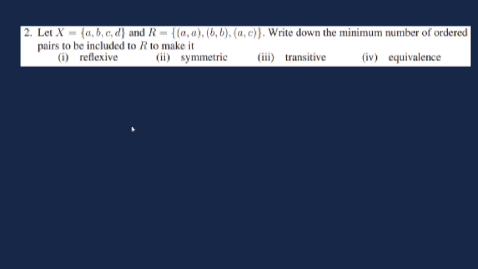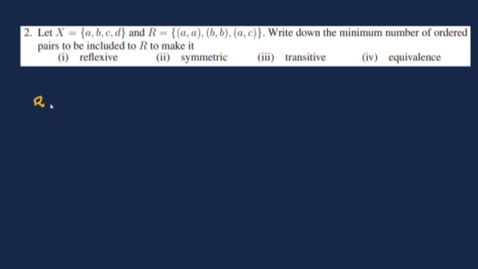The second sum: X is equal to {a, b, c, d}, a set given. And a relation is also given. You know that a relation is a subset of the Cartesian product. Now the question is, write down the minimum number of ordered pairs to be included in R to make it reflexive. That means this is not reflexive. You have to make this reflexive.